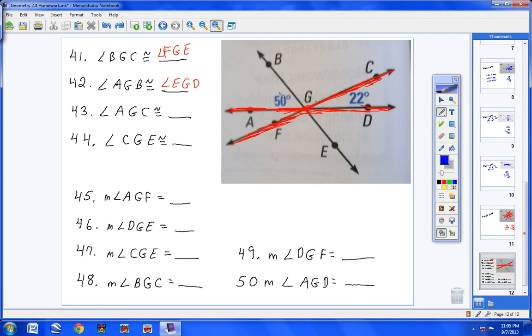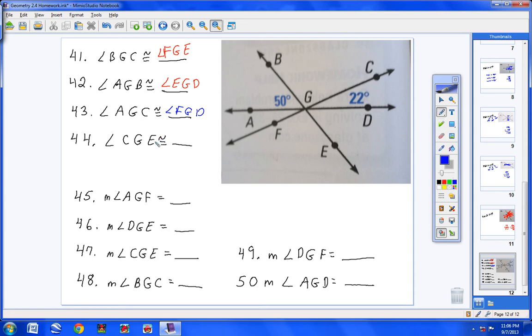Here it is. A, G, C. So this big angle right here. And angle F, G, D. This big angle right here. They are definitely vertical angles. Now that one's not easy to see, but that's why I'm teaching you guys to extend the rays. So angle FGD. All right, let's take a look at number 44.